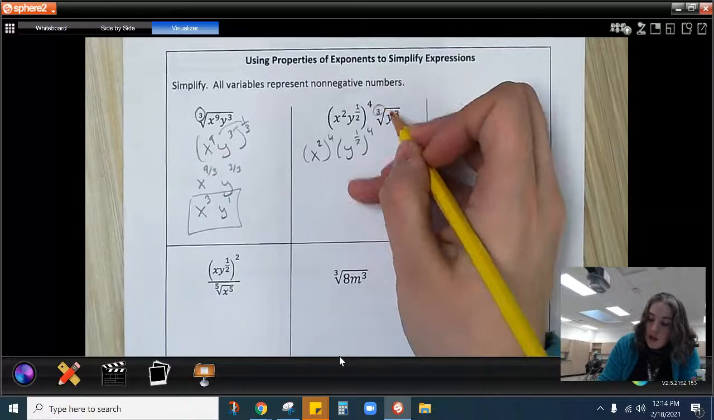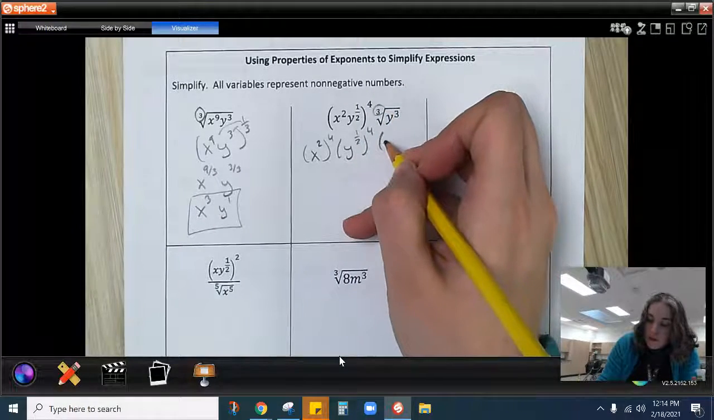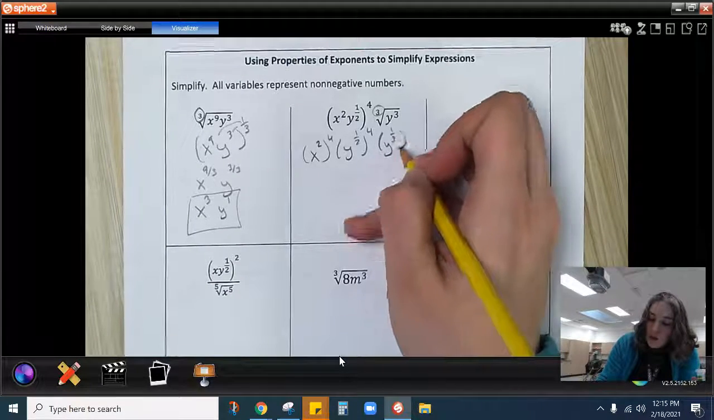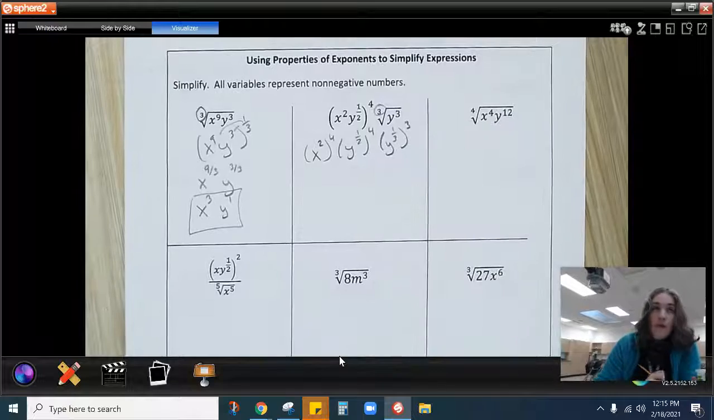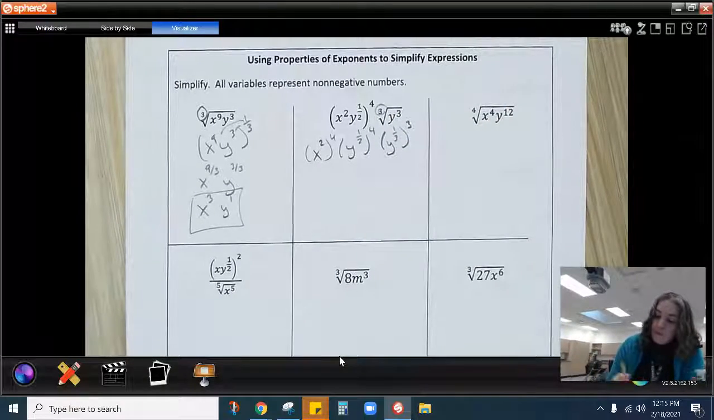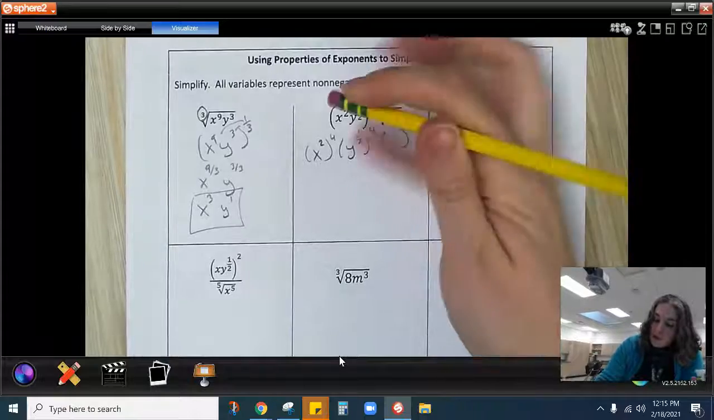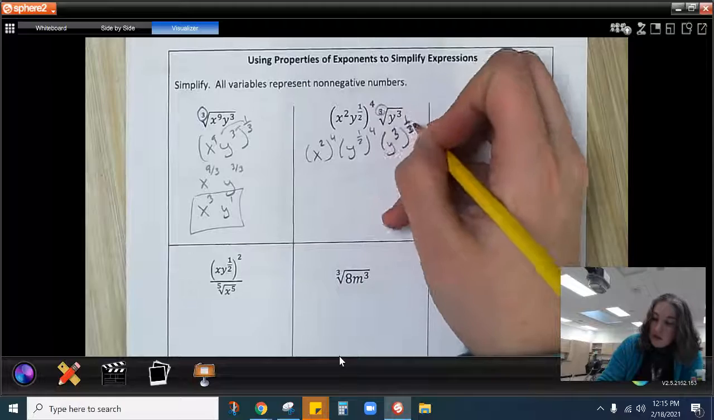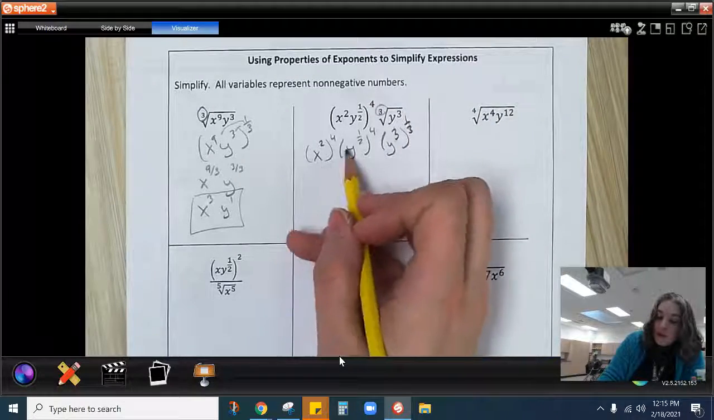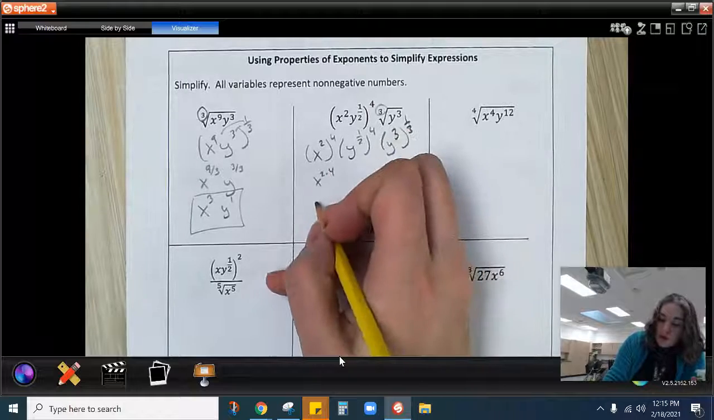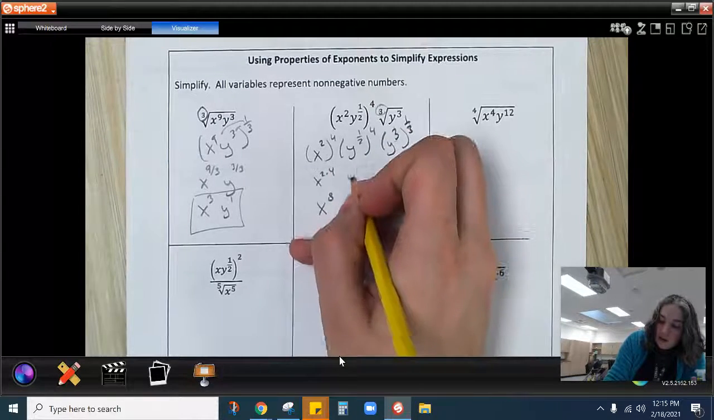And I'm going to turn this guy into y to the 1/3 cubed. I just turned that into a root right there. Or actually, I'll do it this way because this might make more sense. Y cubed to the 1/3. So that guy just came to the outside. Now I'm going to do a power of a power. So I get x squared times 4. So that gets me x to the 8th.